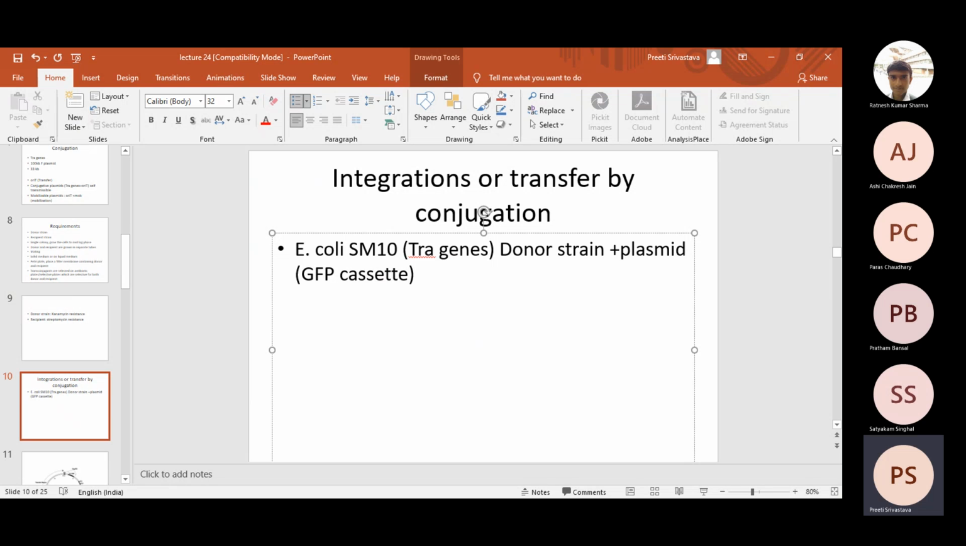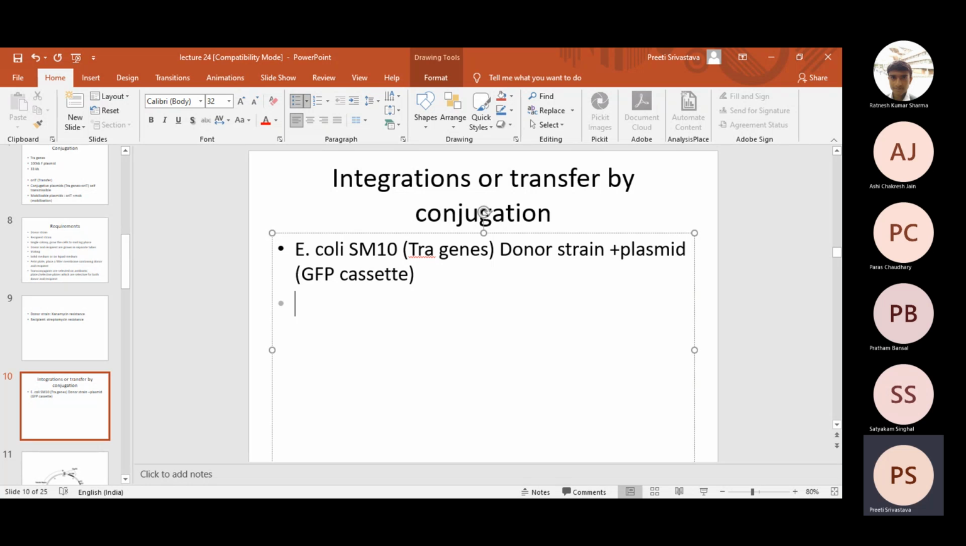Now, the important feature of conjugation is that it can be done from gram-negative bacteria to another gram-negative bacteria. Conjugation can be done from gram-negative bacteria to gram-positive bacteria, and even from gram-negative bacteria to Saccharomyces yeast. So that means conjugation can be done across boundaries.